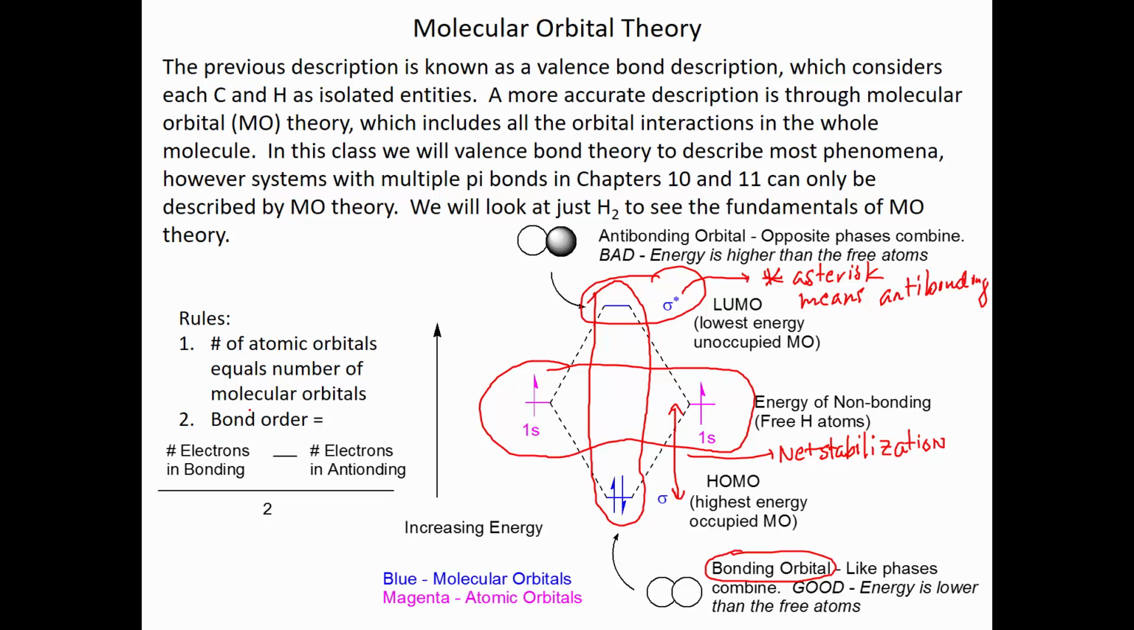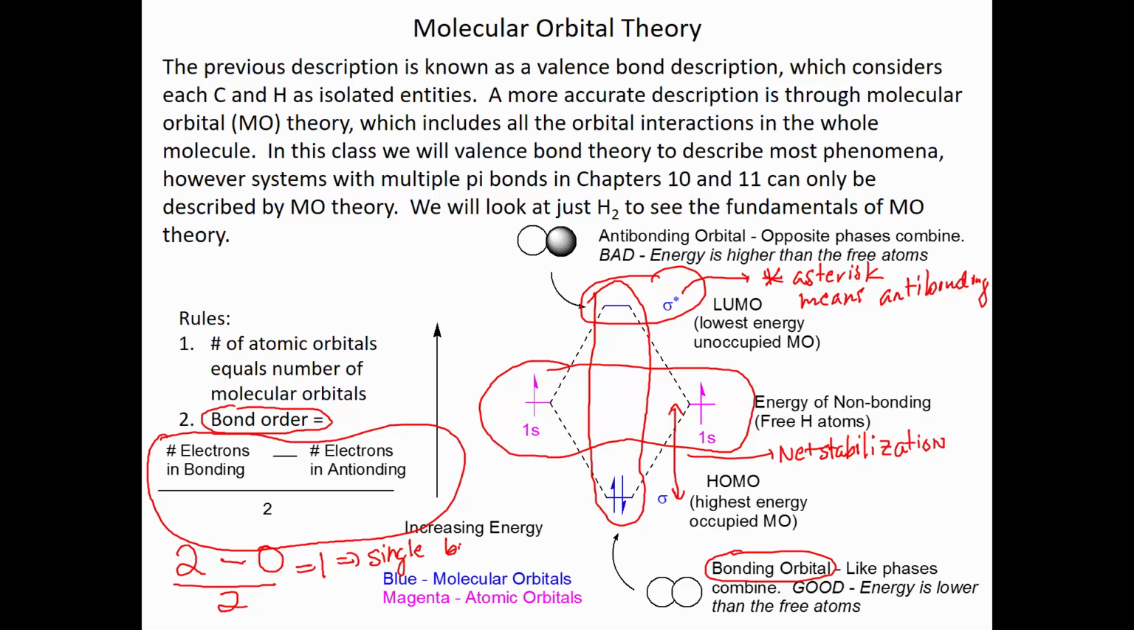This final number here is called the bond order. This is the degree of bonding, and this is a relatively simple equation: number of electrons in bonding minus the number of electrons in antibonding, divided by 2. To work this equation out, it's 2 minus 0 divided by 2. This equals 1, and this describes a single bond. So the bond order in H2 is 1.